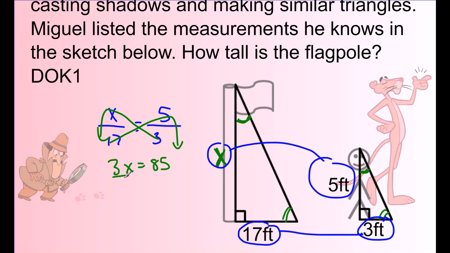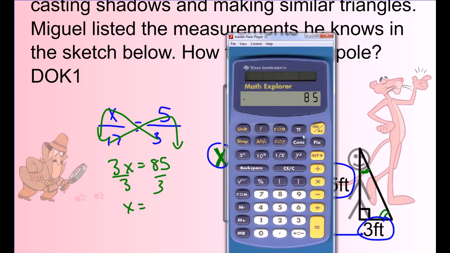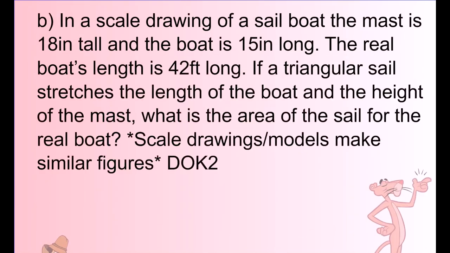Now to solve our proportion, we divide both sides by 3, and we get x equals whatever 85 divided by 3 is. 85 divided by 3 equals 28.3 feet. So this flagpole is 28.3 feet tall. We were able to figure that out because of similar figures. Letter B.